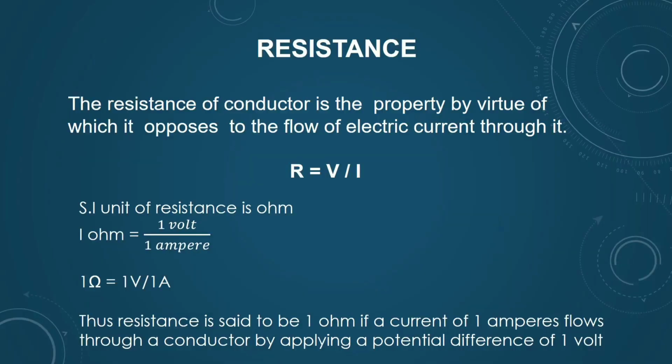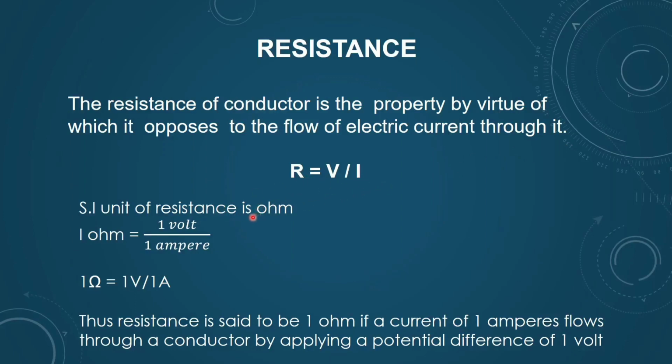So how to define the resistance is very important. Of course, for a given conductor we are defining it. It is the property by virtue of which it opposes the flow of electric current through it. So resistance is the property of the conductor which gives opposition to the flow of electric current. The formula we have already seen, that is V upon I.